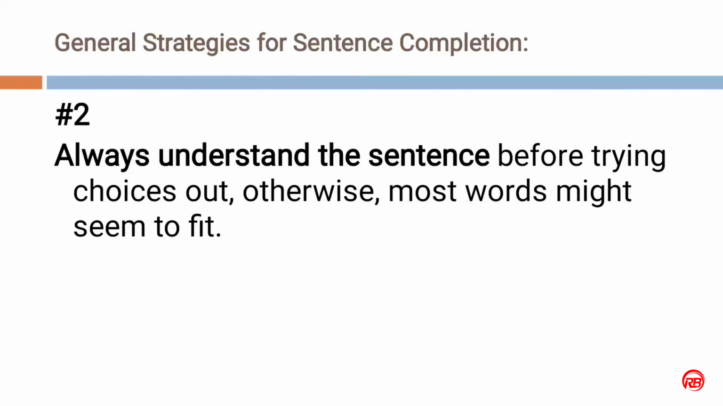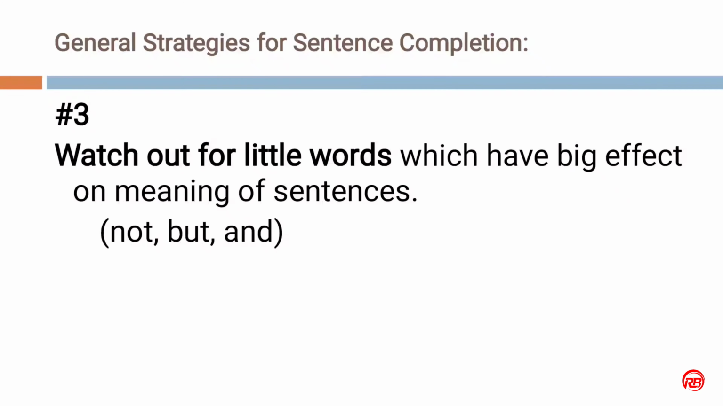And the second one is always understand the sentence before trying choices out. Otherwise, most words might seem to fit. So the second one is try to understand the complete sentence. Try to understand the theme of the sentence. The third one is watch out for little words which have a big effect on the meaning of sentences, like not, but, and. The small words have powerful meaning in sentences. So we should not skip these kinds of small words.